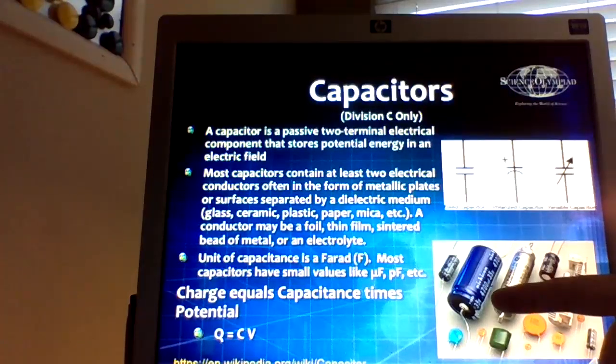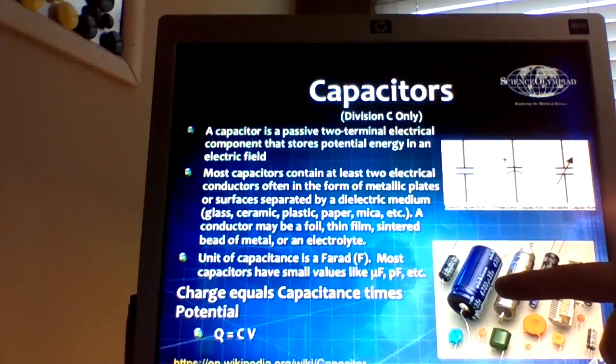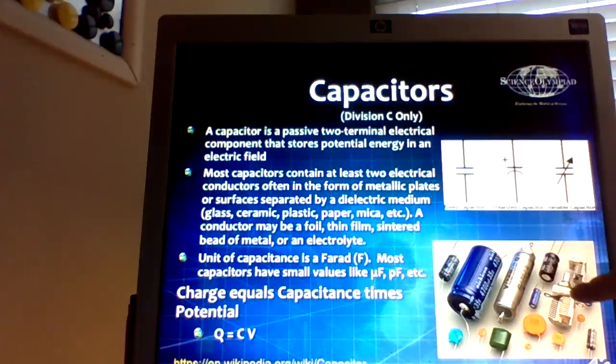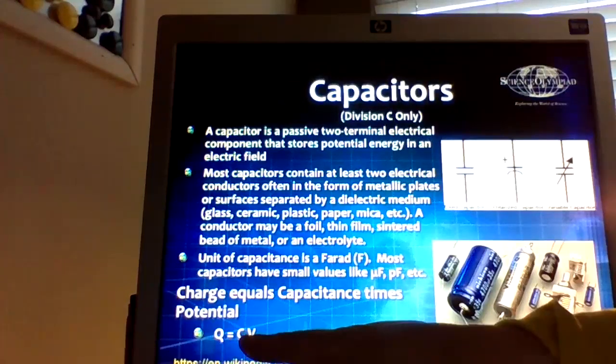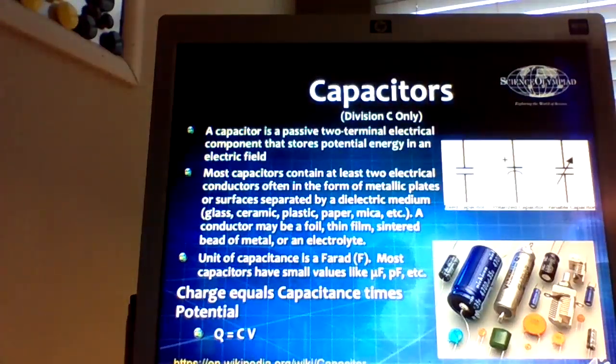You'll notice that this is 4,700 microfarads, okay? And you'll notice most of these other ones are really, really small amounts of capacitance. So you see microfarads, you'll see picofarads. And the one thing I want you to remember is that, and this is another one to write down, the charge is equal to the capacitance times the voltage.